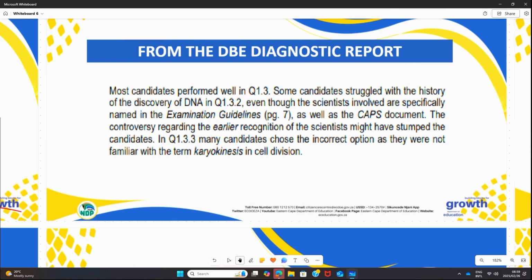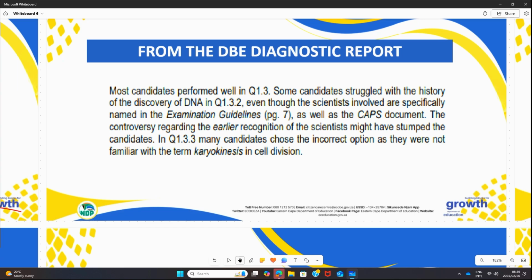The examination guideline that we are using, the diagnostic report, has cautioned us on how to answer some of these questions. For example, in the 2024 paper 2 examination, a question about the DNA discovery was there, in question 1.3. Let us read what this diagnostic report found. It said that most candidates performed well in question 1.3.